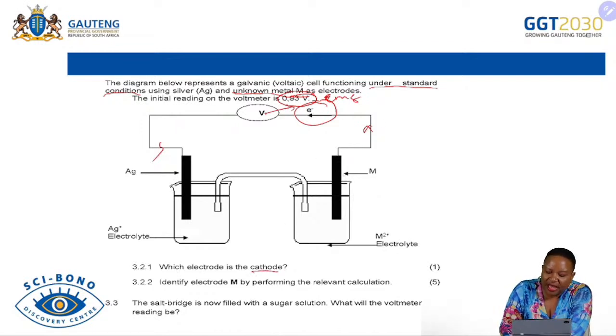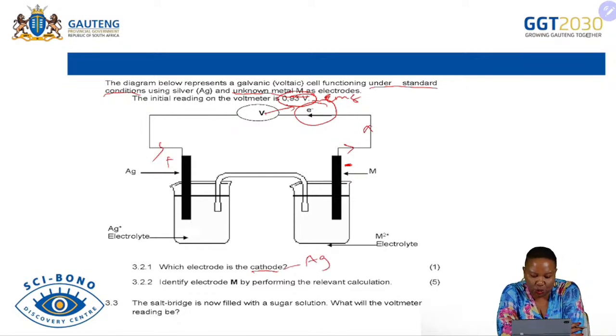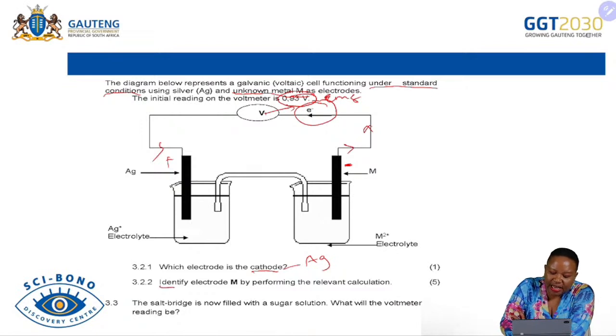For the mere fact that the electrons are moving away and being repelled on this side, it makes it negative, and this one makes it positive. Therefore, our cathode is going to be our silver electrode, because that is where electrons will be accepted. That is the side where reduction will take place. The next question says, identify electrode M by performing the relevant calculations, 5 marks.